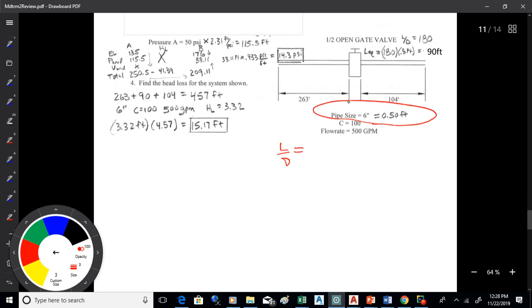L over D in this case for a 1/2 open gate valve is 180, and that's on that table. Now what D is, 0.5. Okay. So what we want to do here is to find the equivalent length of the 1/2 open gate valve, and that's L essentially. So you're going to take L over D times D. So you're going to take 180 times 0.5 feet, and that's going to get you 90 feet, and that's the equivalent length of the 1/2 open gate valve.